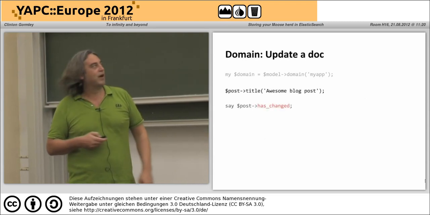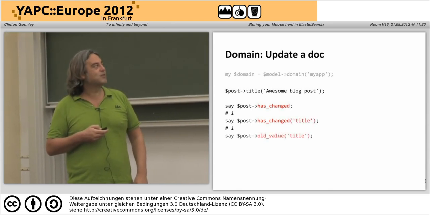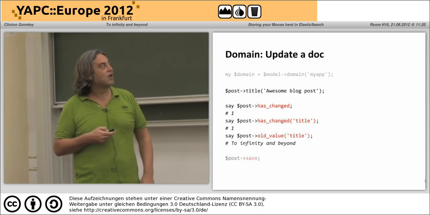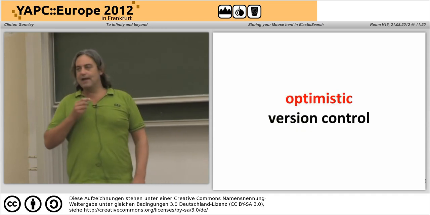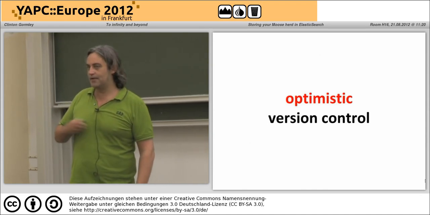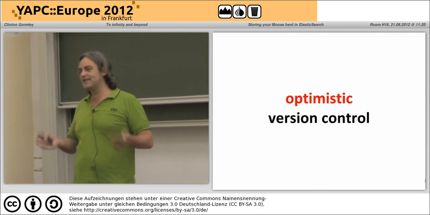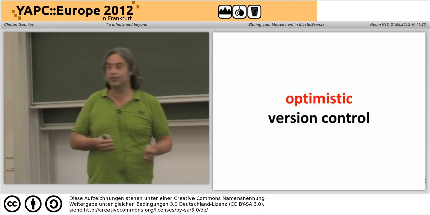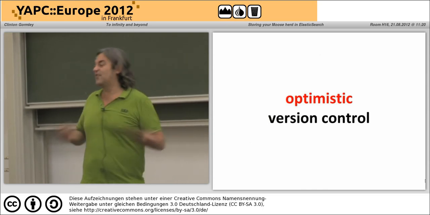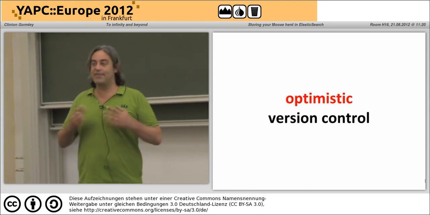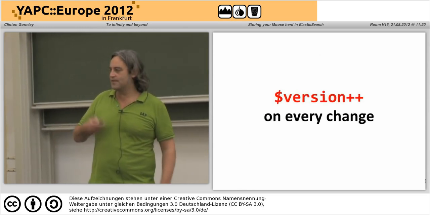To update a doc, well, change something. Elastic model keeps track of whether the object has changed, whether a particular attribute has changed, and the original value of that attribute. And once you're done, you save it, and all hunky-dory. Elasticsearch uses optimistic version control. Anybody know what that is, or not know what that is? OK, well, in most databases, you use pessimistic version control. So you lock everything that you're going to change, make the changes, unlock it. Optimistic assumes that actually we probably won't have concurrency problems, but then provides a mechanism for detecting them if we do. And that mechanism is a version number, which gets incremented on every change.